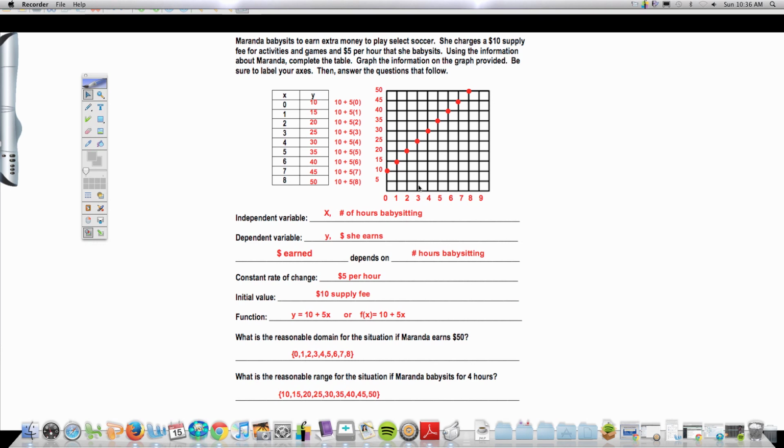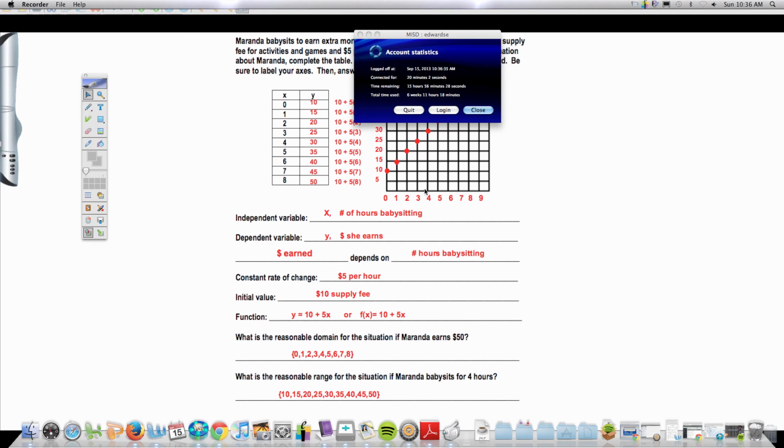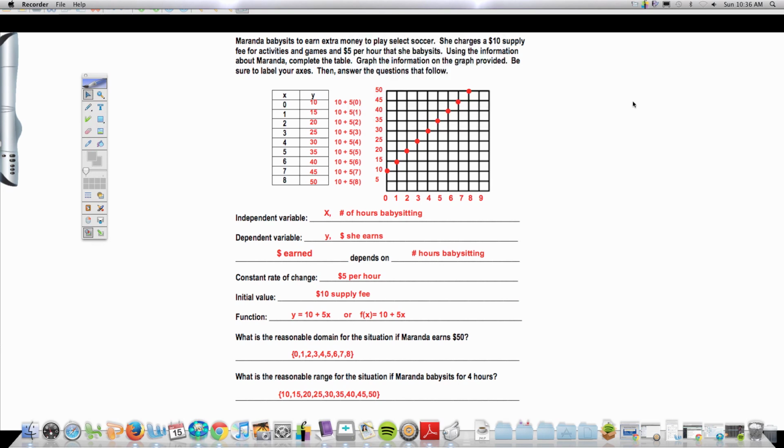If you read the example, it says Miranda babysits to earn extra money to play select soccer. She charges a $10 supply fee for activities and games and $5 per hour that she babysits. Using information about Miranda, complete the table, graph the information on the graph provided. Be sure to label your axis, then answer the questions that follow.